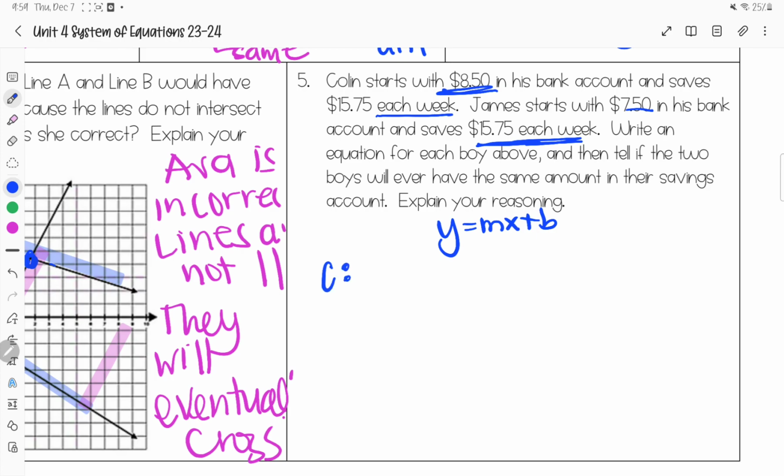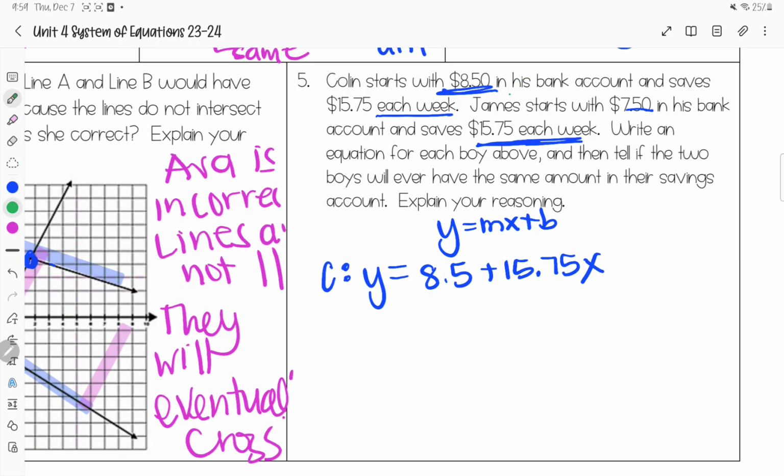If we were to describe Colin, we know that he starts with $8.50 and he is saving $15.75. So I'm going to put $15.75. He's earning that and putting it in each week. If you want to change it, all I did is put my slope, or my rate of change, at the end here, because it tells me he starts with that much.